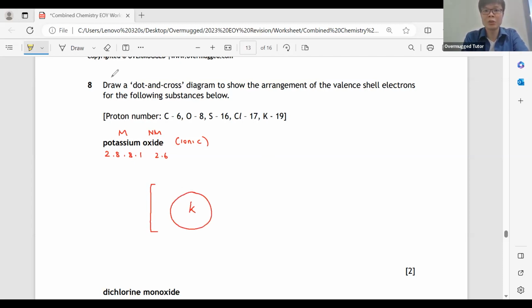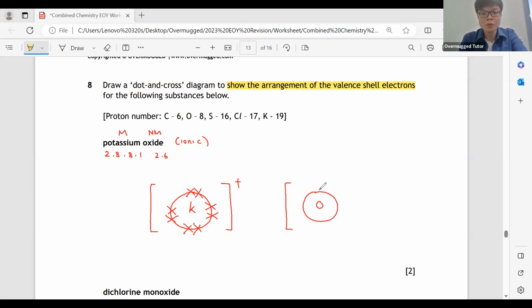Take note of the instruction also, show outer shell electrons only. Okay, sometimes they require you to draw everything, sometimes they require you to show outer shell electrons only. Okay, K plus. Oxygen, 2, 6, right? What will you do? You get full shell, you will gain 2. Okay, so fill singly first. Your teacher probably say north, south, east, west, clockwise, anti-clockwise, doesn't matter. Fill singly first. Okay. 6 already, right? Then it needs 2 more.